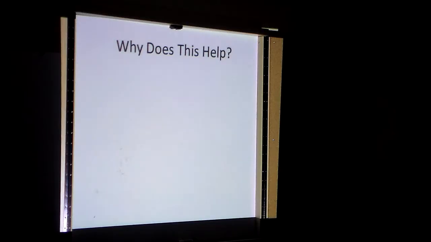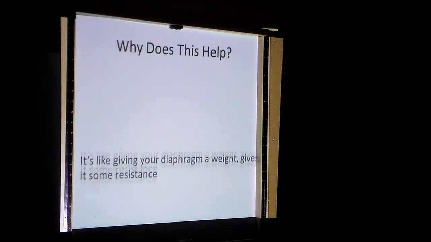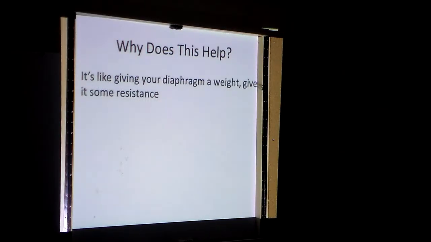So that's just a quick and dirty example of one of the more common exercises I use to go after all these asymmetries and muscle imbalances. But it really doesn't have to be super complicated. So this helps because it gives your diaphragm a weight, it gives it a little bit of resistance. It starts to correct the rib flare, it starts to get your abs to fire a little bit.